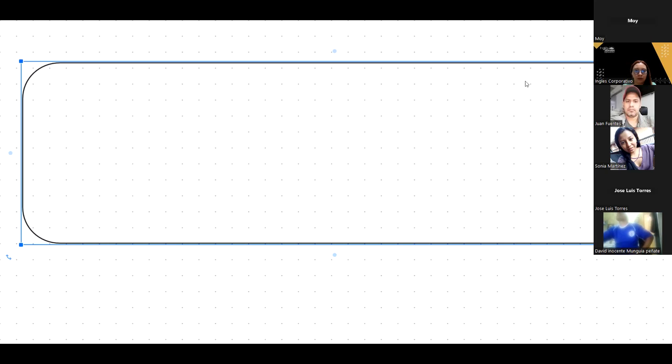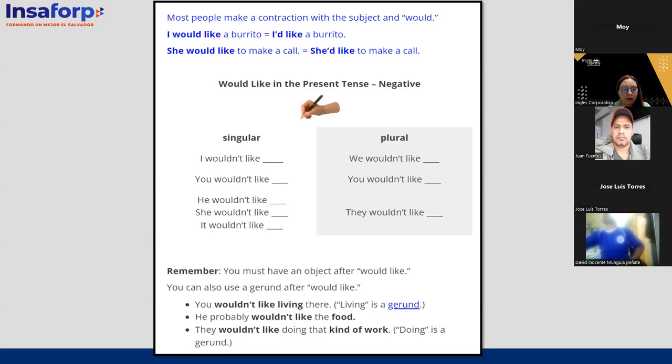So, based on that, we're going to go to the students manual. Entonces, con esa estructura ya en mente. Give me one moment. Le vamos a compartir el manual de los estudiantes.